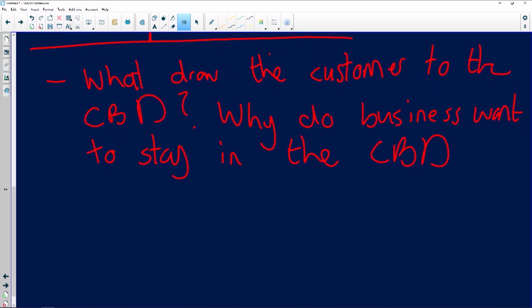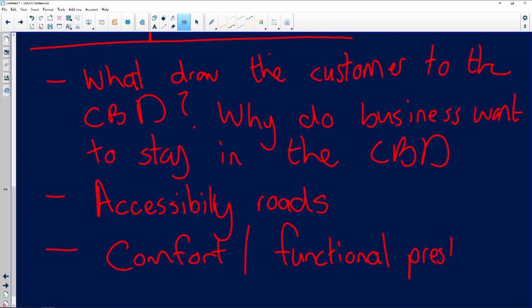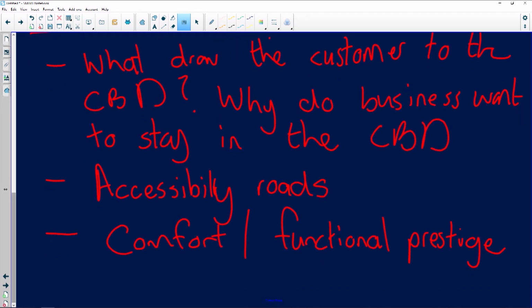And the answers for that is basically because of the accessibility. It's easy to get to them because all major transport routes lead to the CBD. Another reason, because it's comfort, it's easier, and it's functional. Prestige. It's much easier, and the concept around it is much easier.